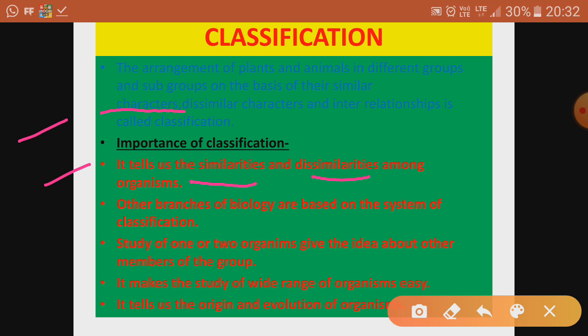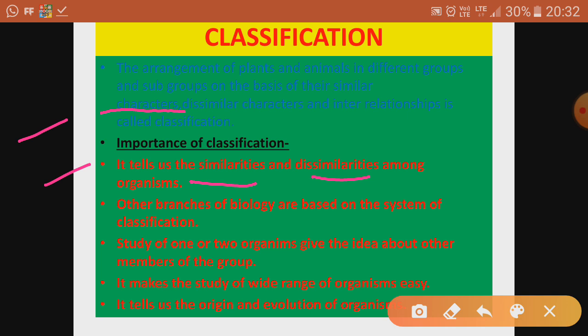Good, understood. The next point is that other branches of biology, like forestry, are also dependent on classification. You should know the name of the plant and the characteristics of the plant. If we don't know the characteristics or names, it will be very difficult for us to study that particular plant or animal. Other branches like ecology, forestry or medical sciences are also dependent on classification.